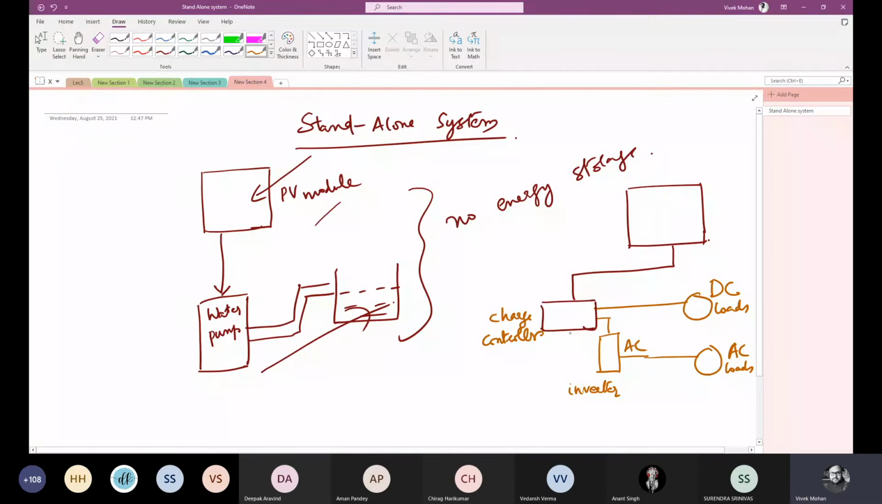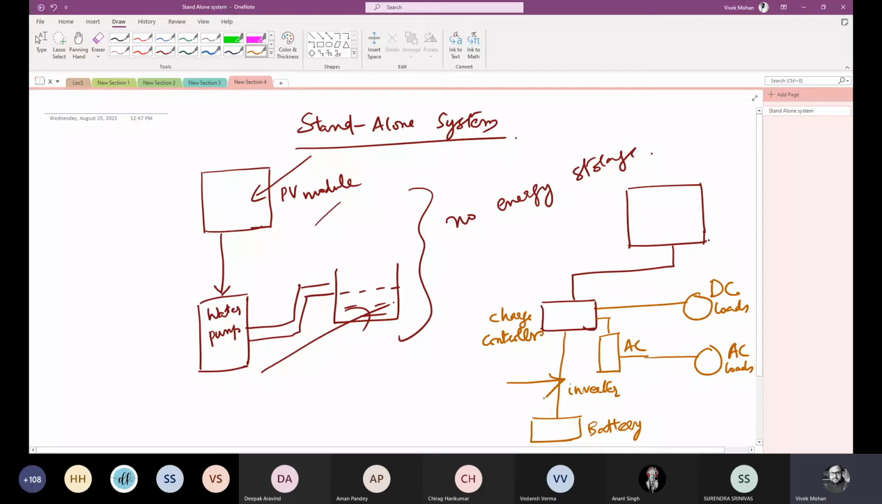Now, from the charge controller, I am controlling the charging of the batteries. I have batteries here. It can be a collection of several battery units. I am writing just a battery. So the charge can be controlled accordingly. Why do we need a charge controller here? Because when the battery is full, it should not be charged beyond that point. So the charging process should be stopped, right?